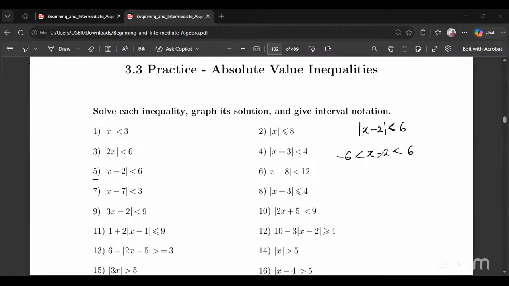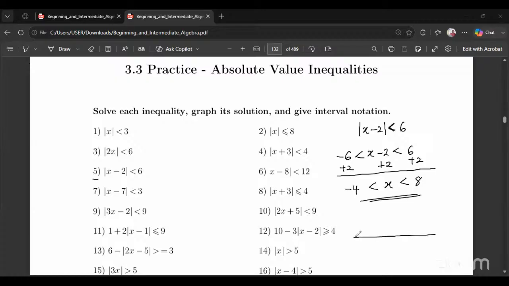Once you're able to do that, you now have this compound inequality, and you already see how we solved this problem before in the previous section. So what we need to do is add 2 to every side to get rid of the -2 in the central position, so that we just have x by itself in the central position. When we do that, we'll have -4 here, x in the middle, and 8 right here. So now we have the solution to the inequality.